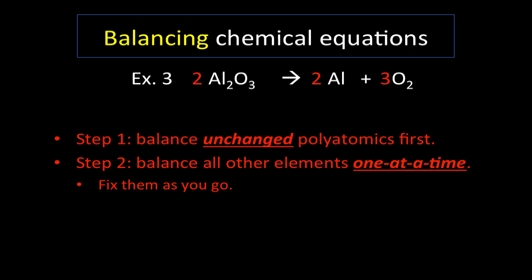So the oxygen is now done, but we have caused a problem with our aluminum. We now have 4 aluminums on the left. Well, we just simply need to change this and make it 4 on the right. And that's all there is to balancing.